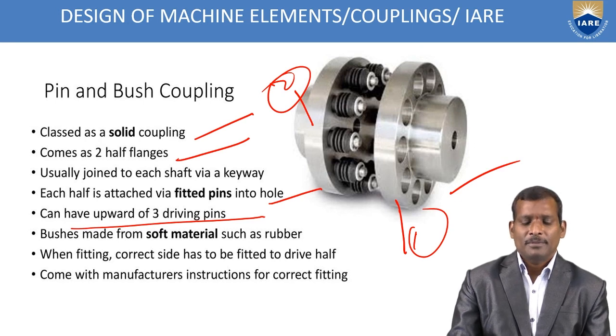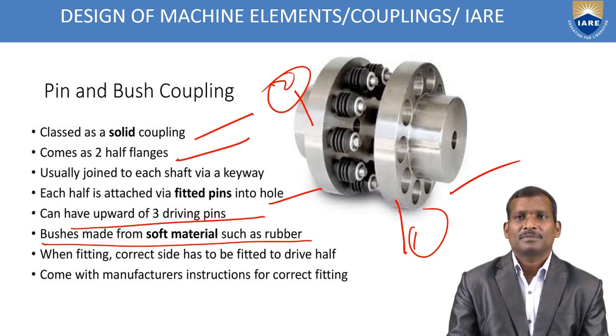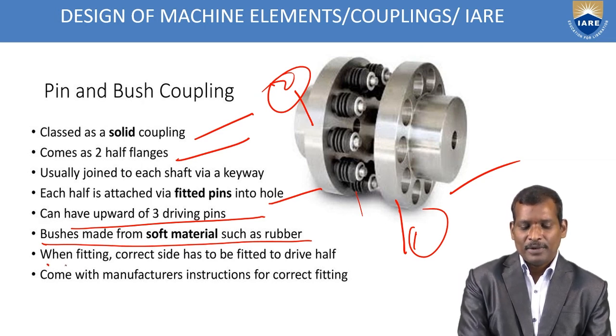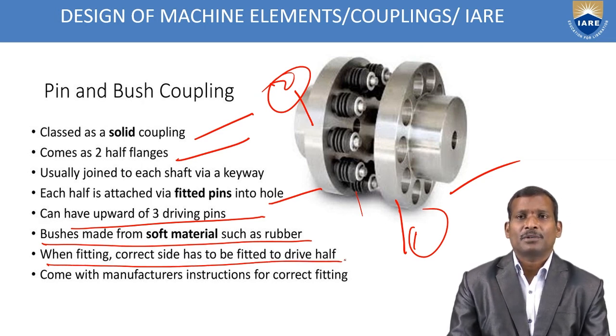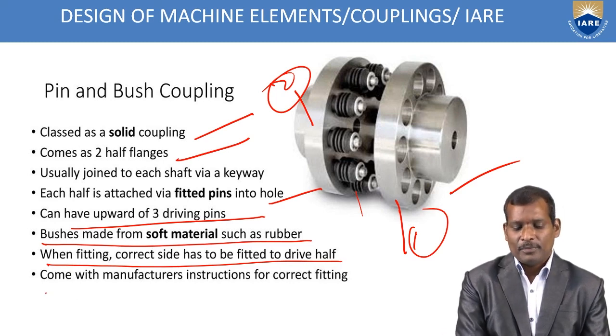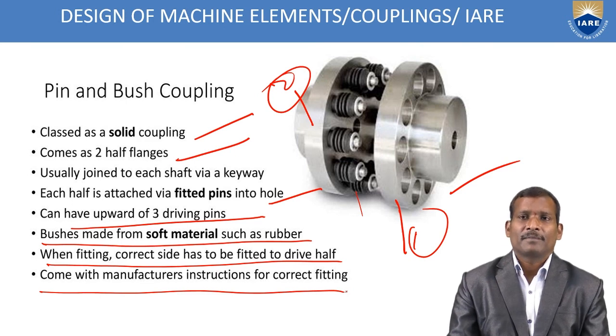With the help of the keyway, the bushes are made from a soft material such as rubber. Here you can see the rubber bushes. When fitting, the correct side has to be fitted to the drive-off side. They come with manufacturer's instructions for correct fitting. This type of coupling is called a flexible coupling. These are all solid couplings and come under flexible coupling.